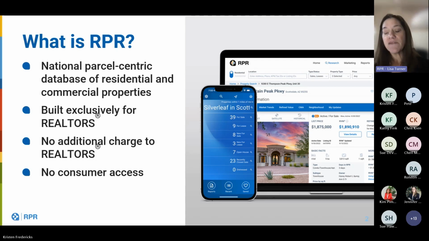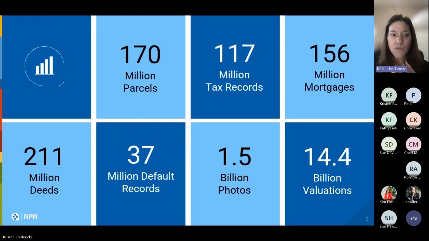Now we're going to focus on what data you'd expect to find within the platform. Again, we start with public record data and all of the historical data that comes with public records. But we also have tax records and mortgage data and deeds and default records and billions of photos and valuations. A lot of that data has come from integrating the MLS data as well as other sources into this database. So that's what you'd expect to find here. Next slide, please.